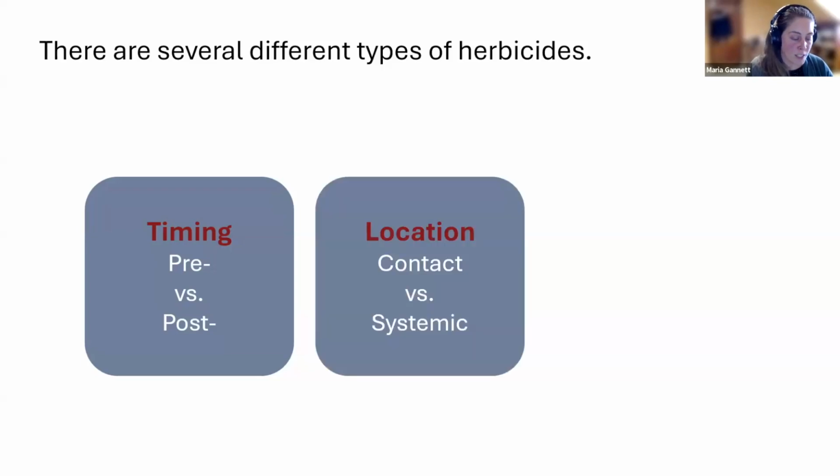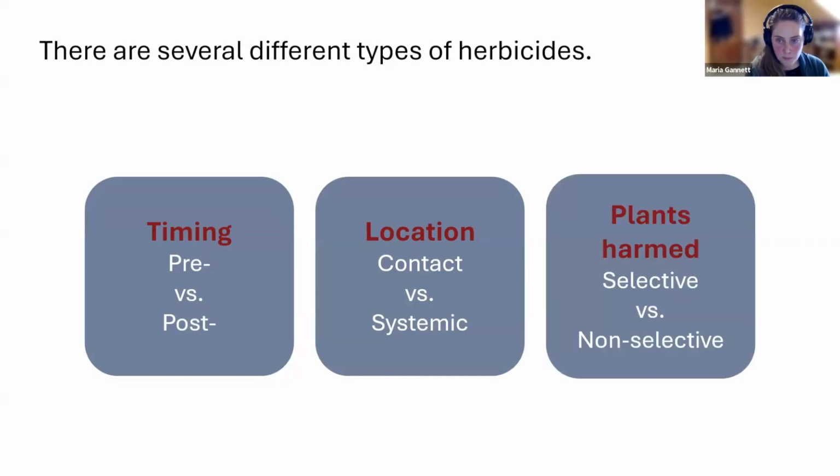Herbicides can also be classified based on the location where they work to harm the plant. There are contact herbicides that just harm the specific parts of the plant that they touch. And then there are systemic herbicides, which land on the plant and then travel through the plant and work at the site of action, somewhere else. And then there's also how selective the herbicides are. Whether they kill or harm all plants that they touch, that would be a non-selective herbicide, or whether they only harm specific species, and that would be a selective herbicide.